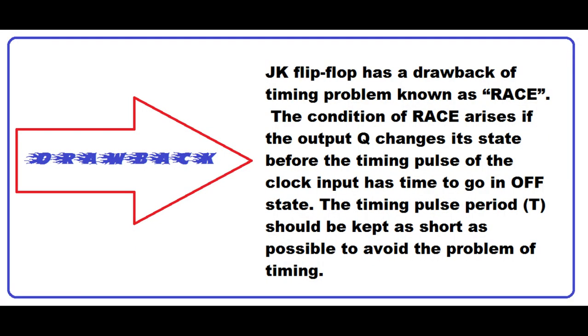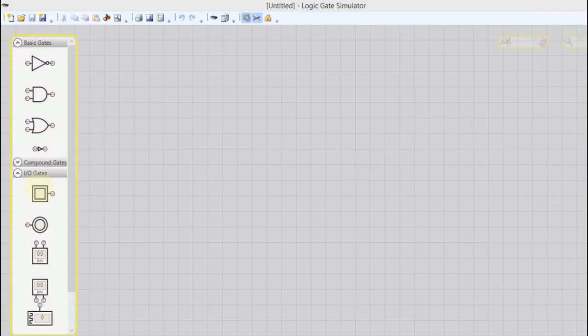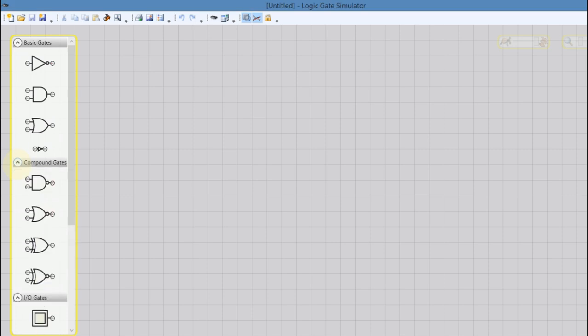Drawback of JK flip-flop. JK flip-flop has a drawback of timing problem known as race. The condition of race arises if the output Q changes its state before the timing pulse of the clock input has time to go to the off state. The timing pulse period, T, should be kept as short as possible to avoid the problem of timing. Let's start the simulation in Logic Gate Simulator.